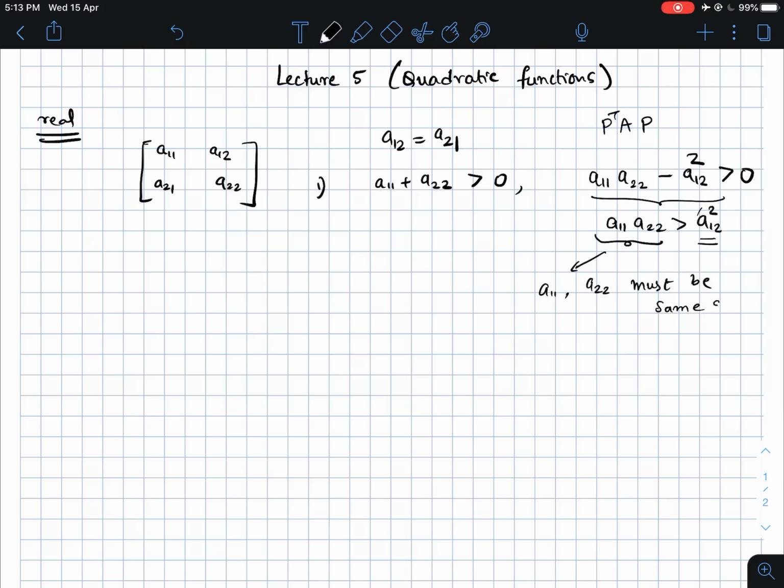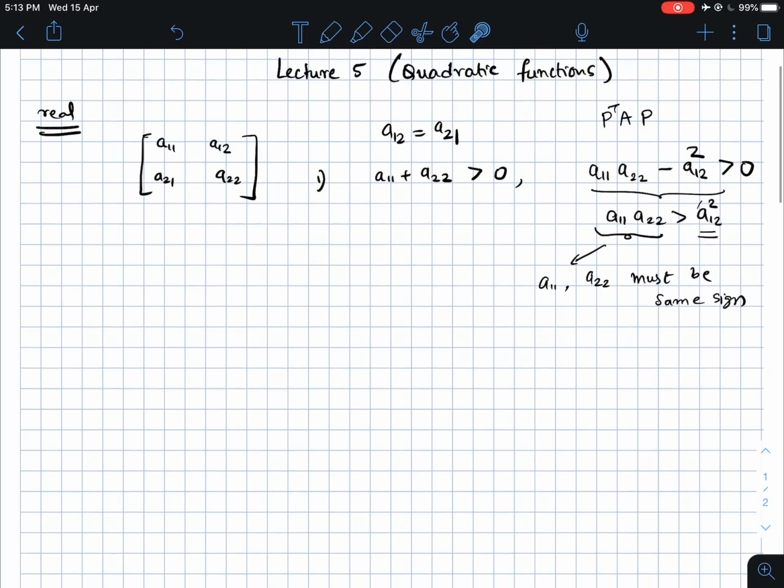because if they are of opposite signs, then this product becomes negative and that can never be bigger than A12 square. So A11 and A22 must be of the same sign, and now you combine that with the trace condition to conclude that both A11 and A22 must be positive. So you must have A11 and A22 positive, and you must have A11 A22 bigger than A12 square. These are the conditions that need to be satisfied for the 2 cross 2 matrix to be positive definite.